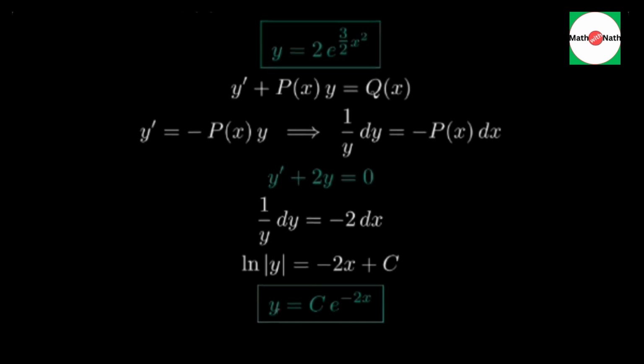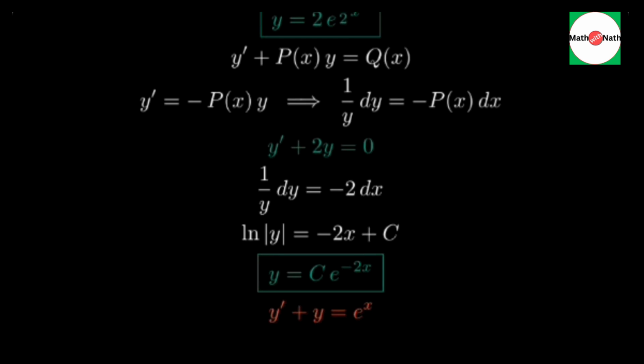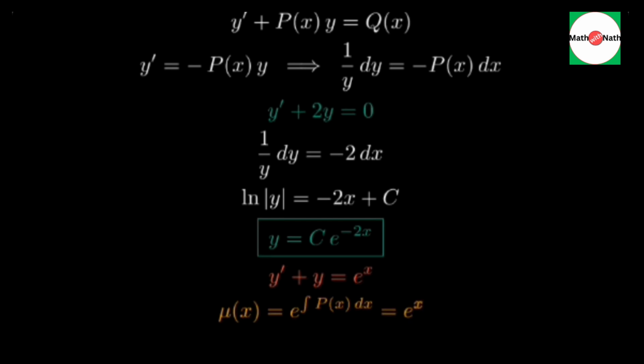Non-homogeneous linear example: y' + y = e^x. Here p(x) = 1, and q(x) = e^x. The integrating factor is mu(x) = e^(integral of p(x) dx), which is e^x. Multiply the entire equation by mu.